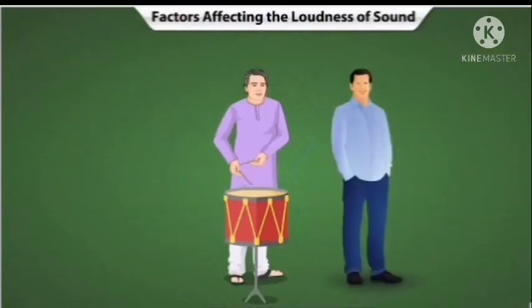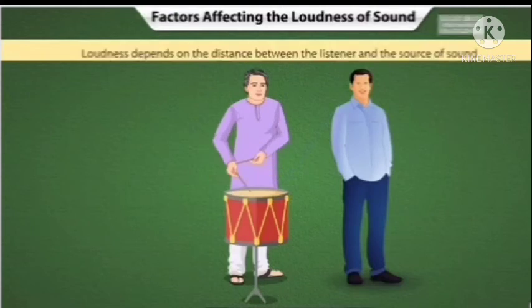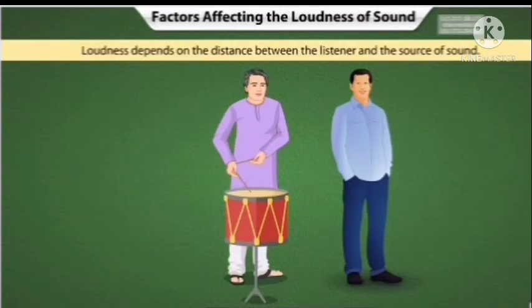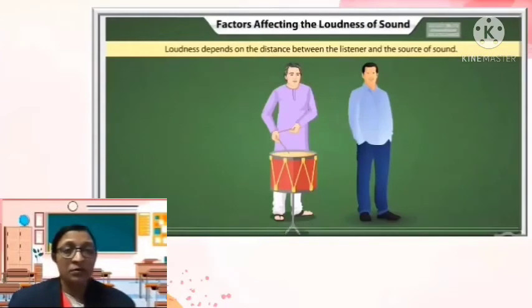Observe the sound produced in this scenario. What do you understand by this? Loudness depends on the distance between the listener and the source of sound. If the source of sound is close to us, we can hear louder sound. If the source of sound is far away from us, we can hear only feeble sound. Here, in the second case, we can understand the second factor which is affecting the loudness of sound.